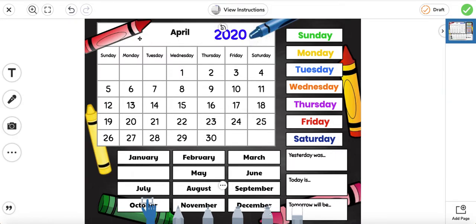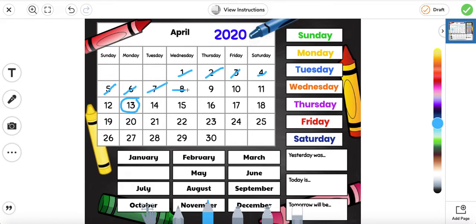Can you tell me what day we are today? Today is the 13th. So I'm going to go ahead and circle the 13th. We're going to count and stop at the number 13. Ready? 1, 2, 3, 4, 5, 6, 7, 8, 9, 10, 11, 12, 13.